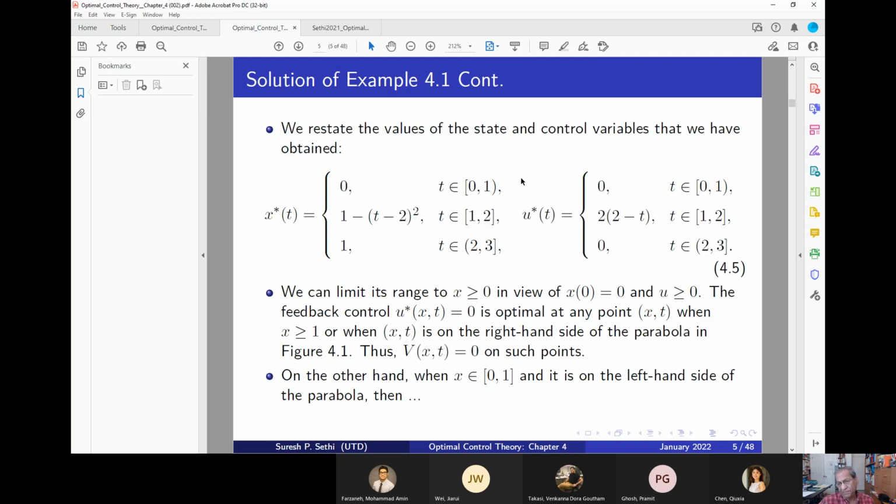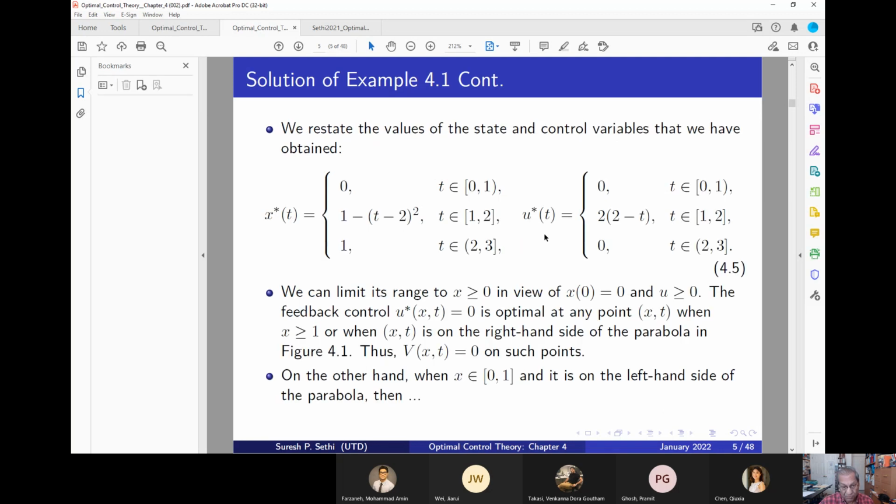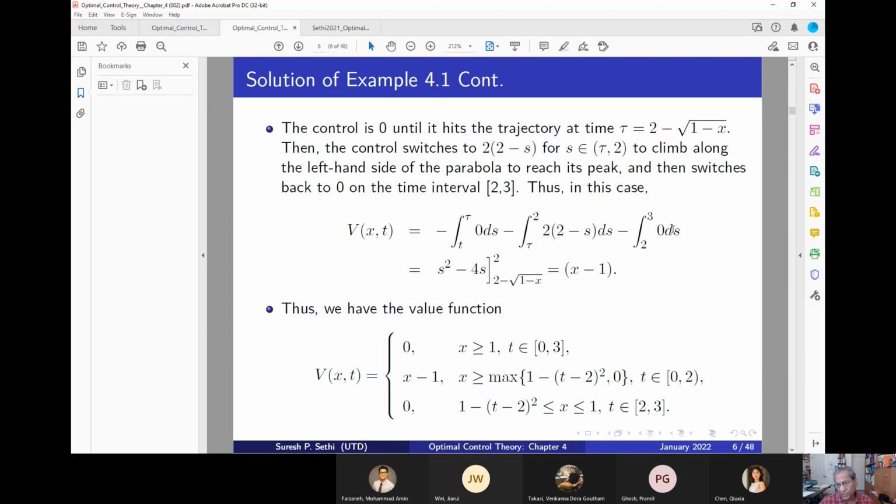So for that, I can find the value function. The value function Vxt, from t to tau, is 0 control. Then from tau to 2, it is 2 times (2 minus S), just this formula. We have 2 times (2 minus t), that formula for S. And then from 2 to 3, it is 0 again. So this is 0, this is 0. I'm left with this guy. I can integrate that very easily, and I get Vxt equal to x minus 1.